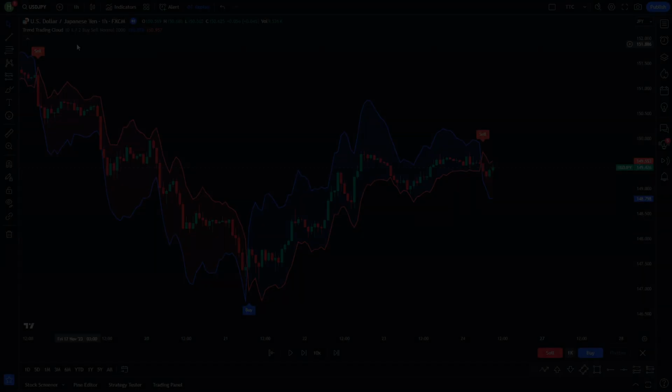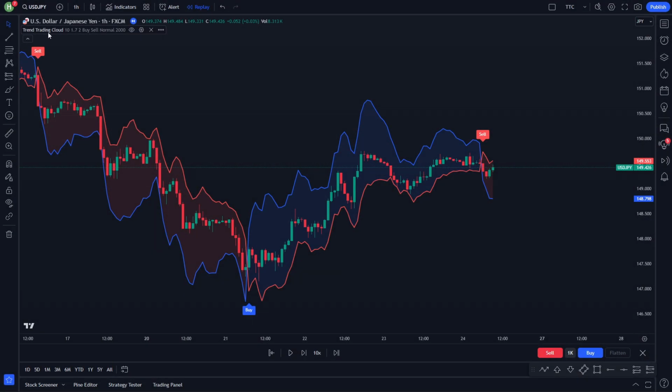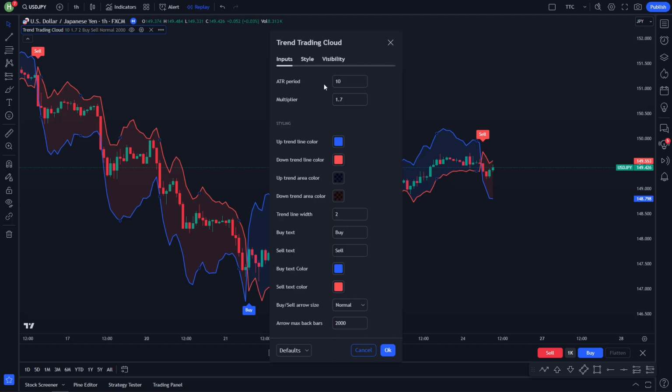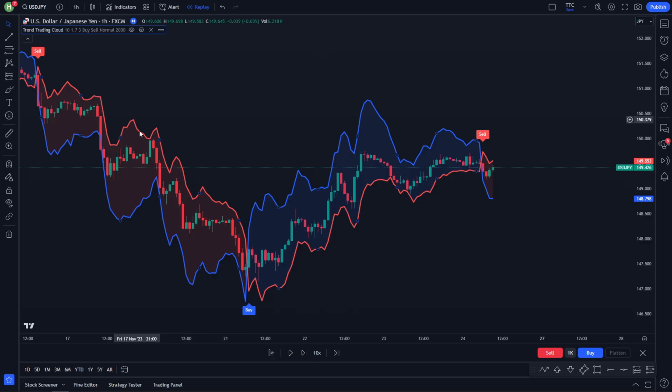Let's start by exploring the Trend Trading Cloud by looking at an example. On the chart, I've selected the US dollar against the Japanese yen in the hourly time frame. At the heart of the Trend Trading Cloud is its visual, intuitive approach to trend analysis. Unlike traditional indicators that rely on complex calculation and abstract metrics, the Trend Trading Cloud presents traders with a simple yet powerful visual representation of the market.